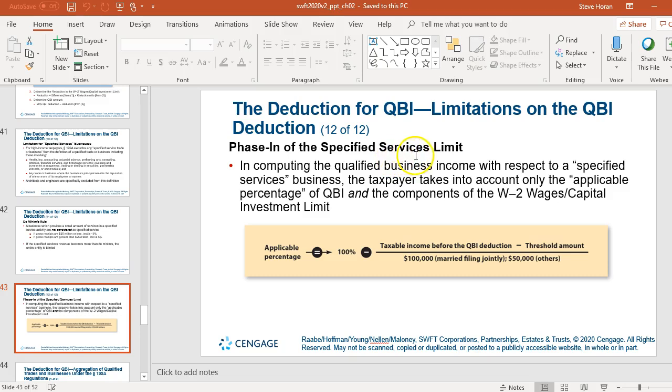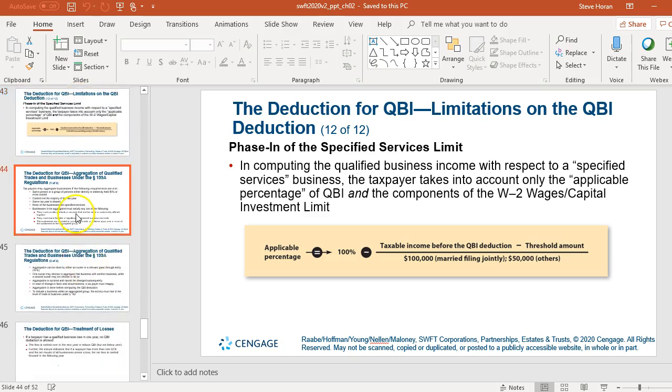Okay, so the phase-in of specified services now. The first formula was the phase-in for high wealth individuals. This is the phase-in of specified services. So it looks a lot the same, right? What's the percent? And you can see that we do a formula that looks a lot like the high wealth one.